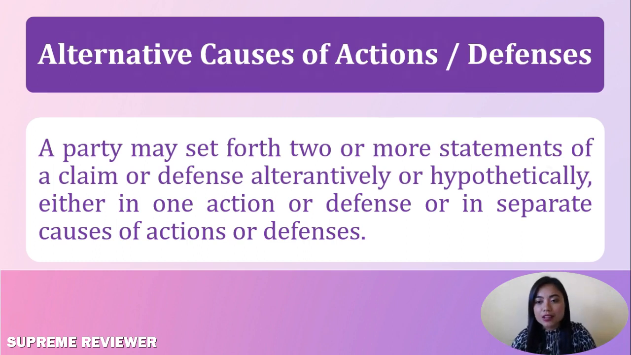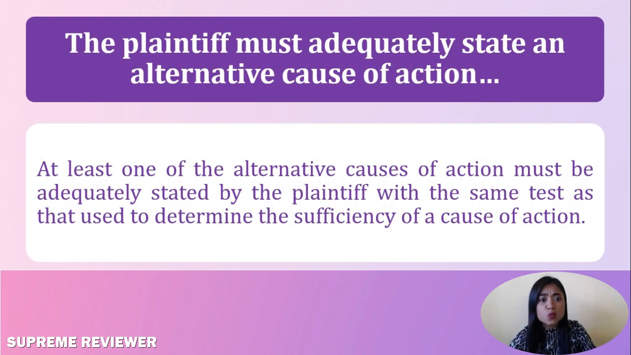If the plaintiff has alternative causes of action, at least one of the alternative causes of action must be adequately stated by the plaintiff with the same test as that used to determine the sufficiency of a cause of action. So the familiar test for determining whether a complaint did or did not state a cause of action against the defendants is whether or not, admitting hypothetically the truth of the allegations of fact made in the complaint, a judge may validly grant the relief demanded in the complaint. In determining the existence of a cause of action, only the statements in the complaint may properly be considered.